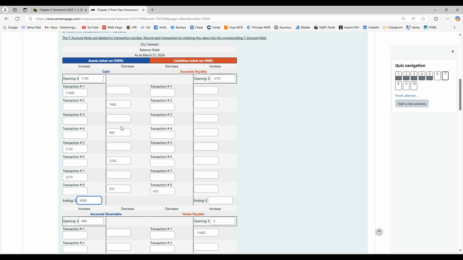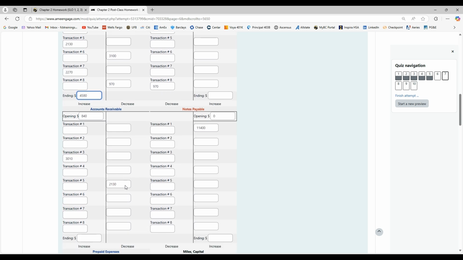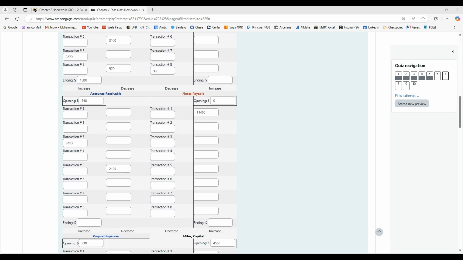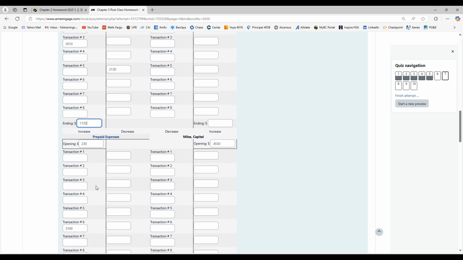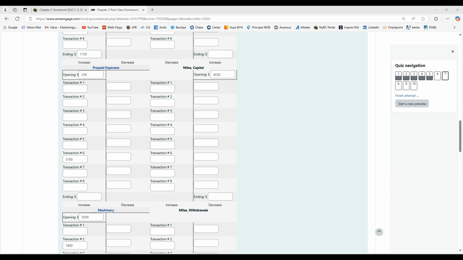I'm sorry, 2270, 7400. Yep, okay, I think that looks good. And we've got 840 plus 3010 minus 2130. And that gives us, I calculate 1720 as an ending balance. Prepaid expenses, we had 230 to start and we added 3100. So now we're at 3330.